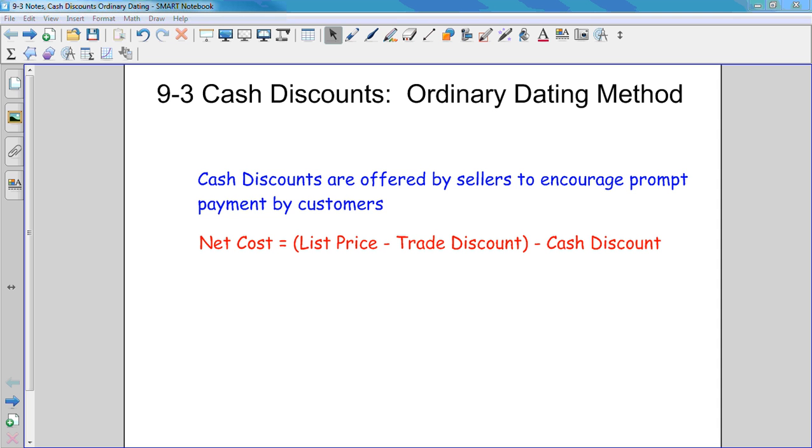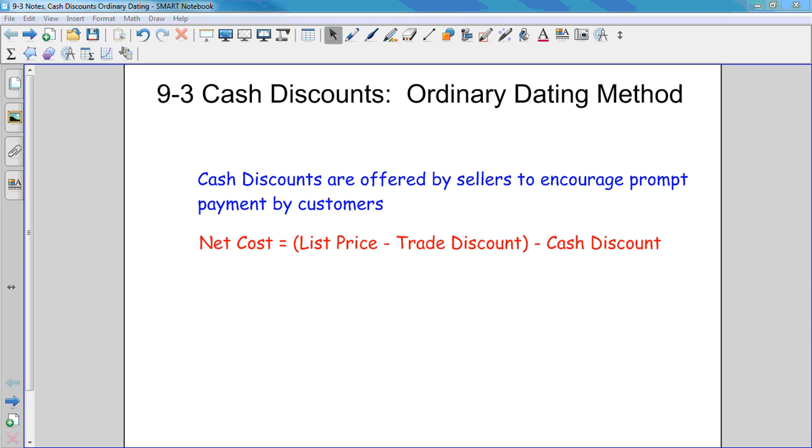Chapter 9, Section 3. Cash discounts using the ordinary dating method. Cash discounts are different than trade discounts. Trade discounts, like we talked about in Sections 9.1 and 9.2, are discounts you receive because of the type of trade you're in. For instance, if you're an auto body worker, you're going to get a discount on parts. A cash discount is a discount offered for prompt payment. This is for anybody.